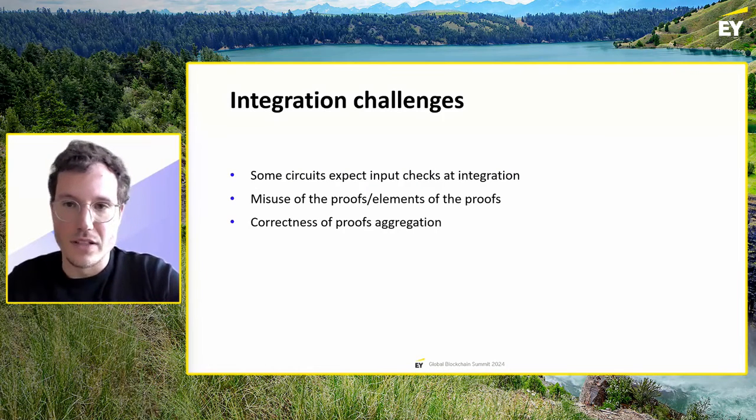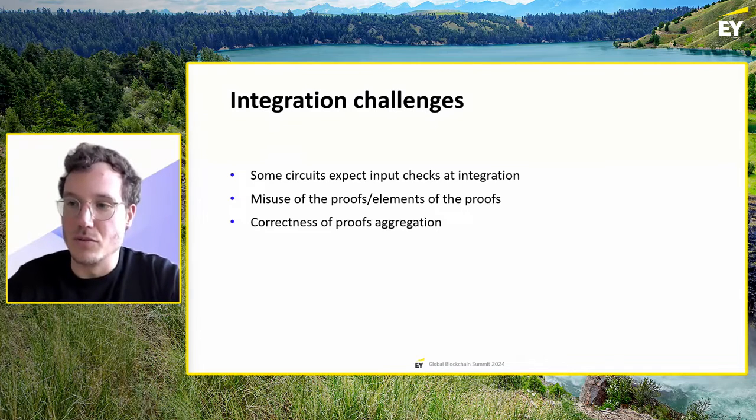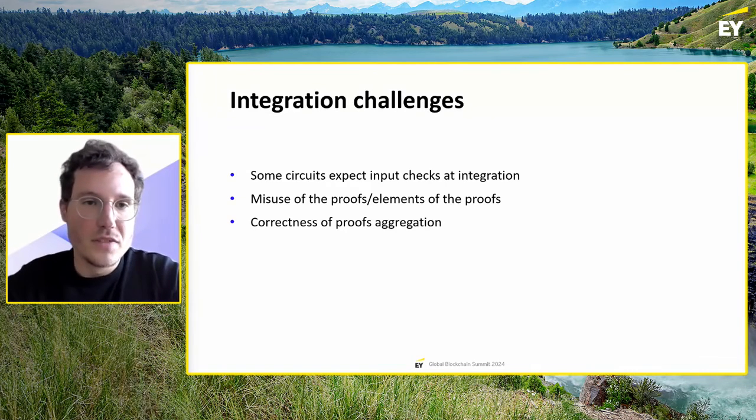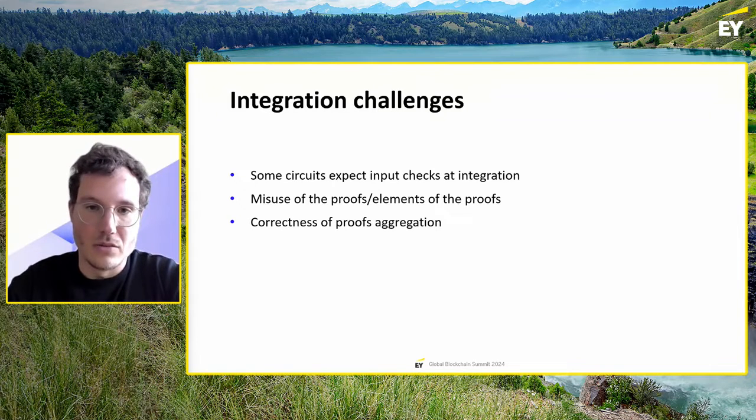Sometimes the proof can be misused. For example, we run the verification, but we don't stop the execution if the proof fails. That kind of problem. And for proof systems that do proof aggregation, it can happen that the proofs are put together in a wrong way.